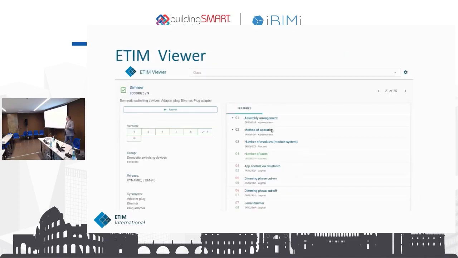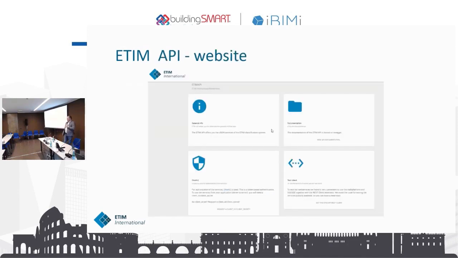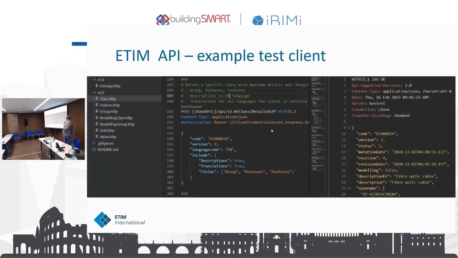There's also an ETIM viewer, and the ETIM viewer is an app to quickly look up a class and its features. It's mobile friendly. We have an API, and for the insiders, a Swagger page, and you can apply for credentials there. And the API looks like that. We have some example queries to go with that as well.